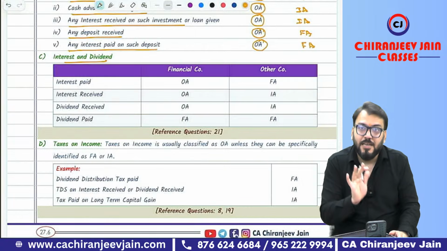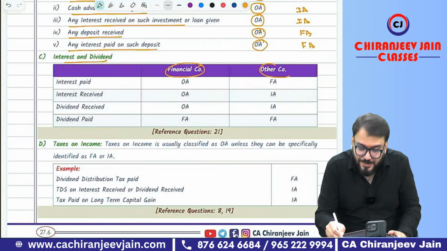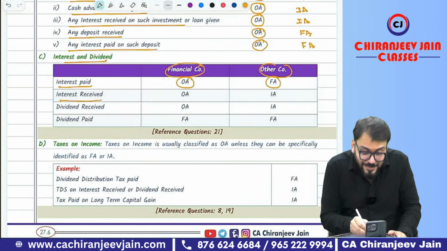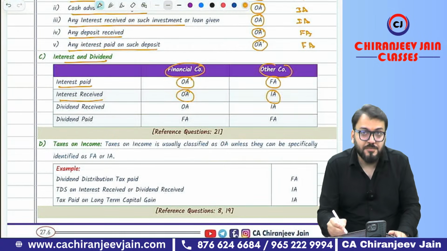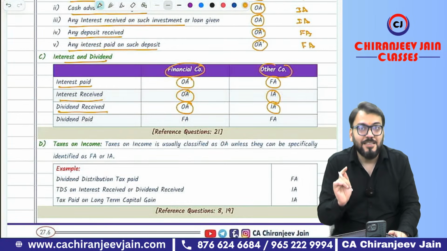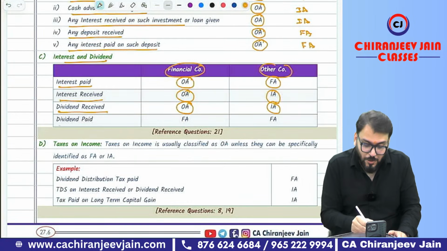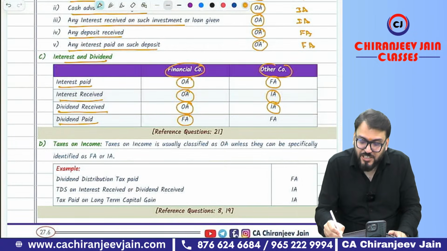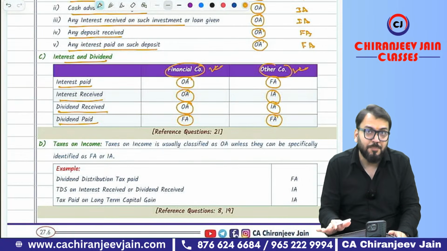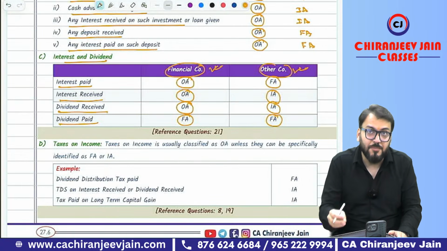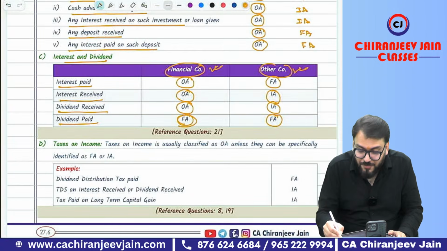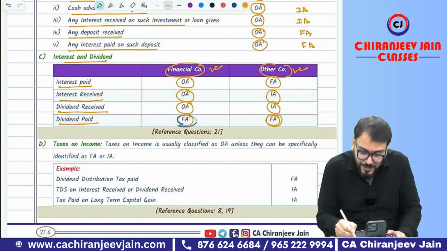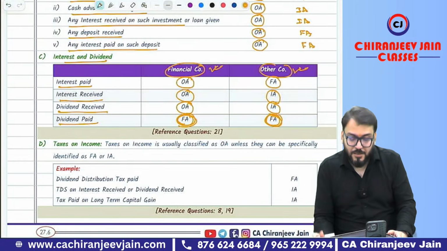Interest and dividend paid, for a financial company and for other companies. Interest paid: operating, financing. Interest received: operating, investing. Dividend received: operating, investing. But be careful about dividend paid. Dividend paid is always on share capital. So any dividend paid will be a financing activity for both, whether it is a financial company or another company. So be careful about dividend paid. For both, it is a financing activity. This is one very good question.